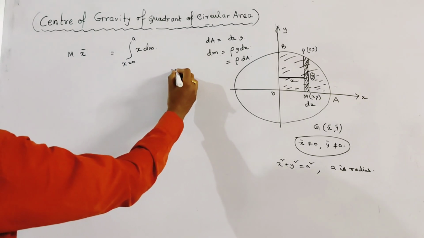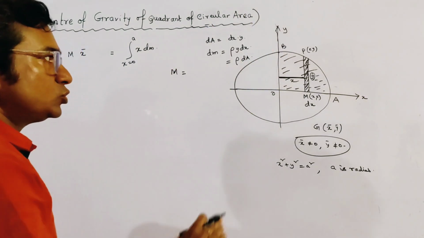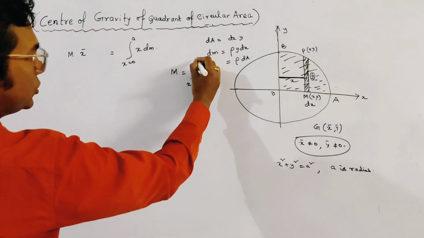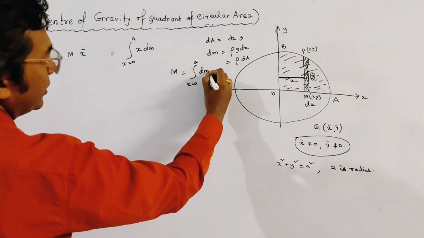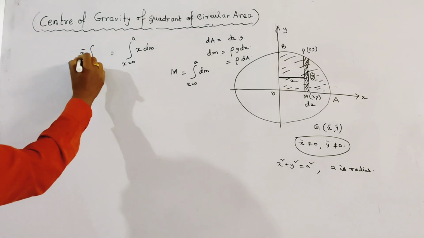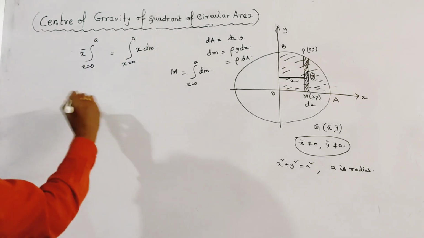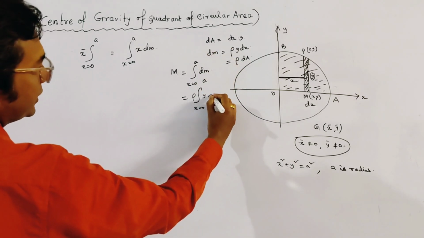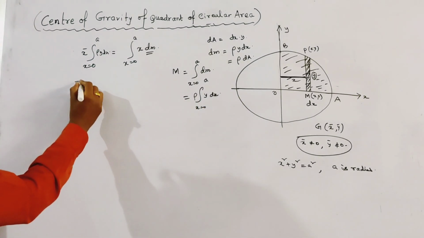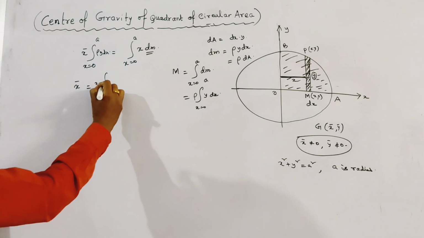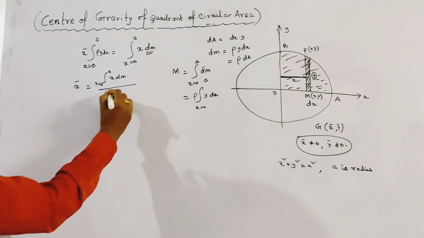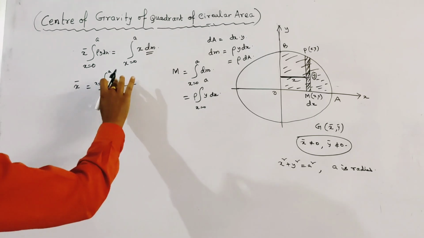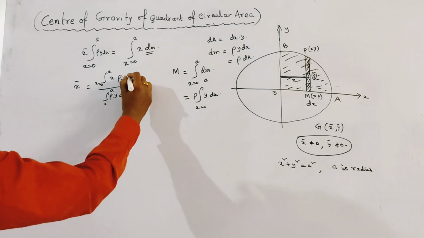Now what is the total mass of the quadrant of the circle? To find the total mass we must integrate here. This is integration from x equal to 0 to a of dm, where dm means rho y dx. So we get the value of x bar equal to integration from 0 to a of x dm divided by integration from 0 to a of rho y dx. And what is the value of dm? The value of dm is rho y into dx.